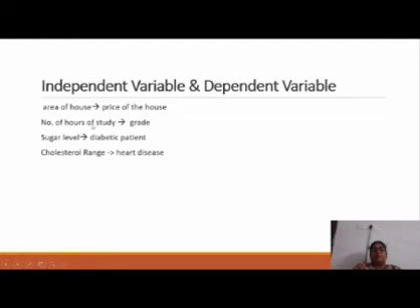And next example, number of hours of study and grade. Grade depends on number of hours of study. Correct? How much effort you are putting in will reflect in your grade. Which is independent and which is dependent? Number of hours of study and the grade. Anyone can answer. What is the independent and dependent variable here?